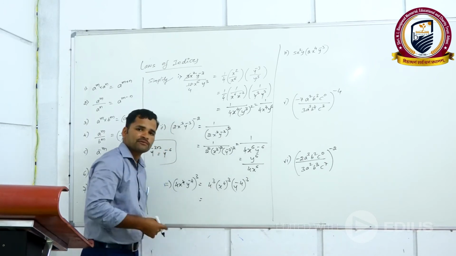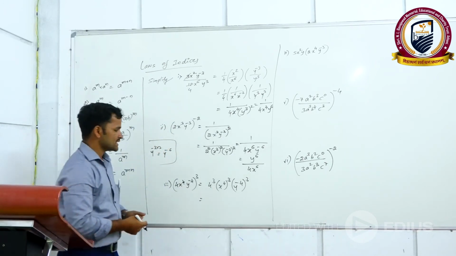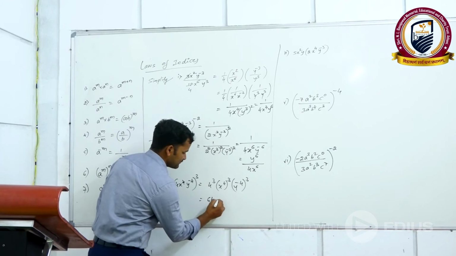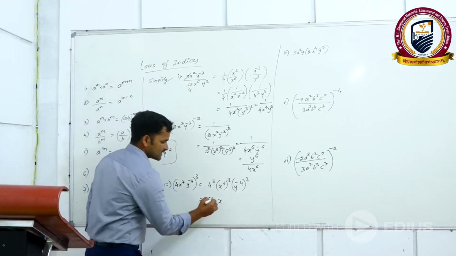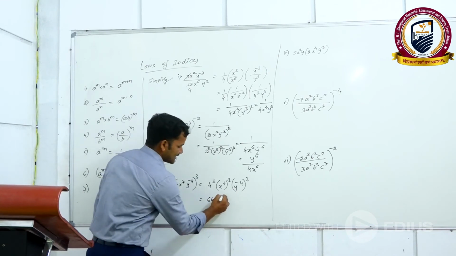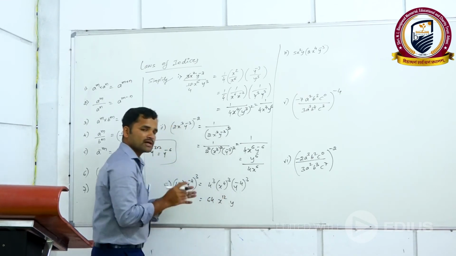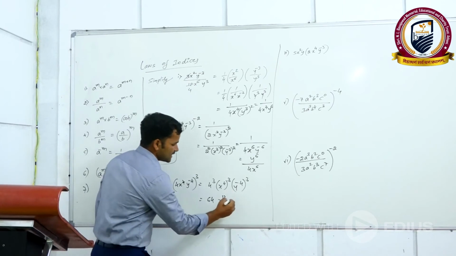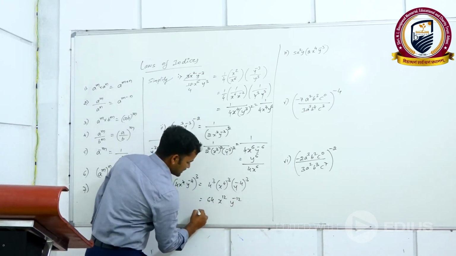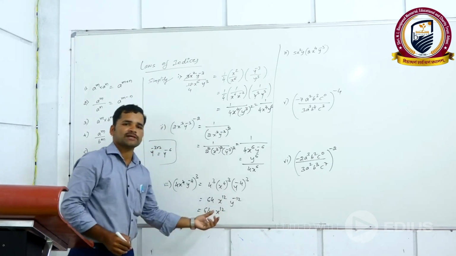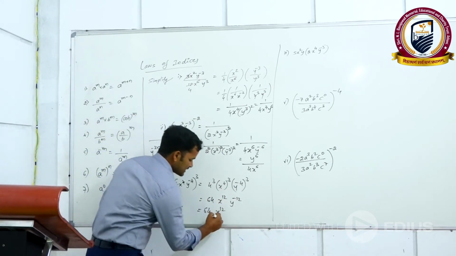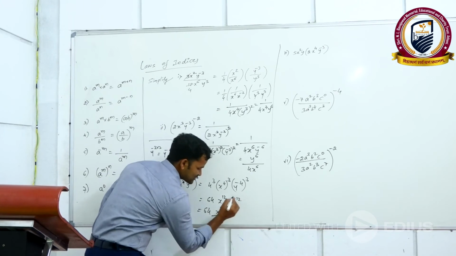4 cube, 4 into 4 into 4, that is nothing but 64. 64 into, using the sixth law, x raised to 4 into 3, 12, y raised to minus 4 into 3, that is again minus 12. 64 into x raised to 12. If I take this y raised to minus 12 to the denominator, this becomes plus. So y raised to plus 12.